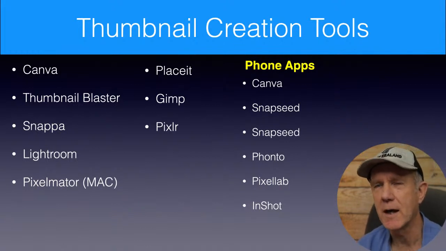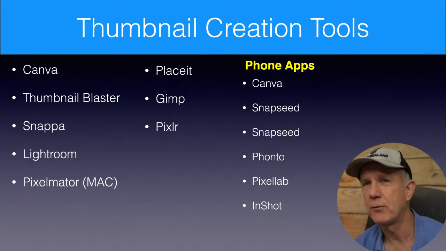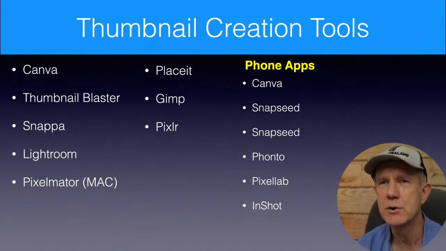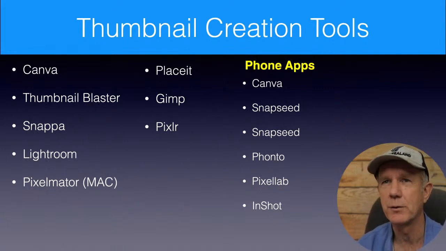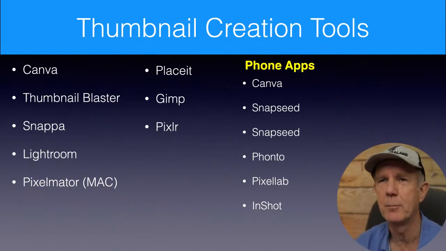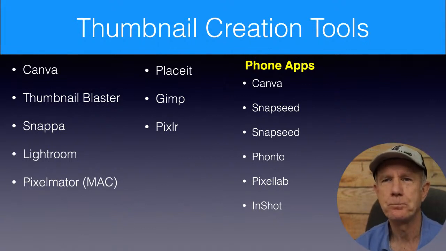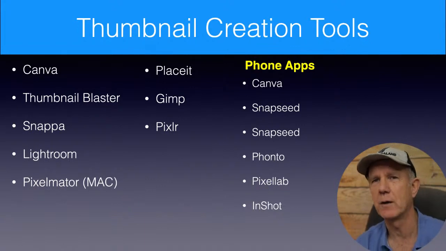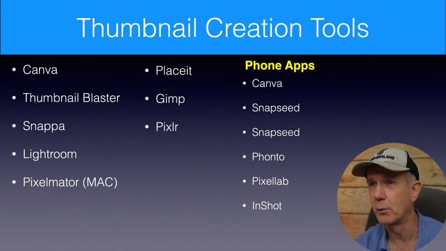Some phone apps: Canva has an app that you can use, and you've also got Snapseed, which is a great app for modifying your images. If you take a photo, then you can do different things with Snapseed. Oh, I mentioned it twice. Fonto is another good one, Pixel Lab, and InShot. InShot's great for taking a photo, like a square photo, and then you can rescale it quickly to use it for Instagram, Facebook, etc. So you can do that all on your phone.